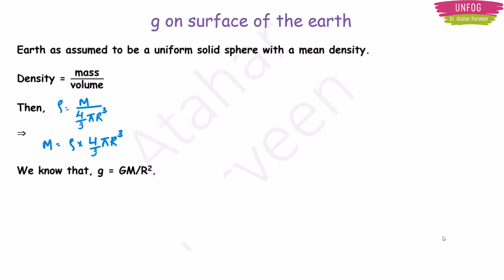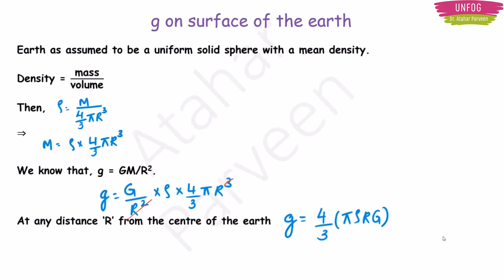But we also know that acceleration due to gravity is equal to G into M upon r square. So I can put the value of M here. So I get G upon r square into rho into 4 by 3 pi r cube. I can cancel r square with r cube. One r will be remaining. So my value of g will be 4 by 3 pi rho r G. So how is acceleration due to gravity g related to the density? This is the relation. Okay, you should know it.